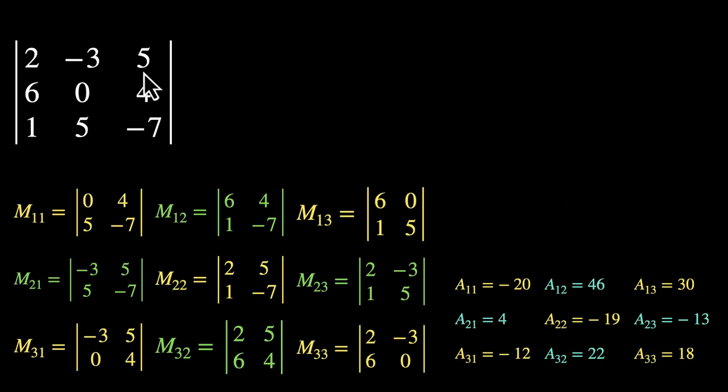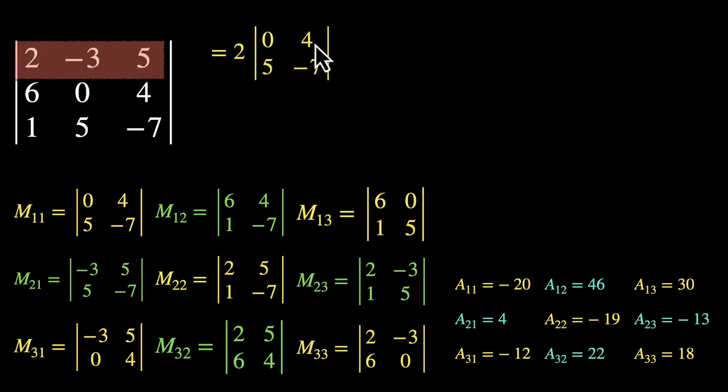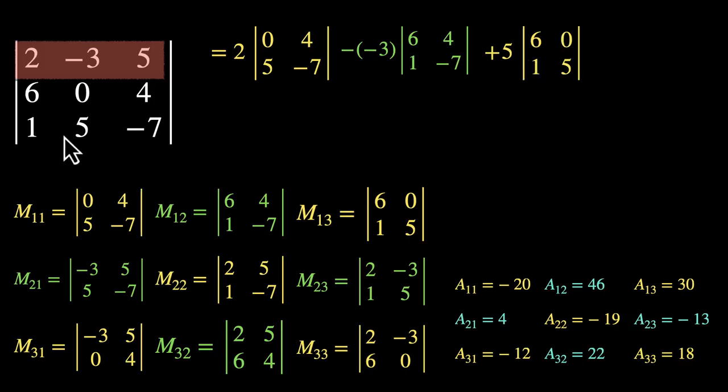We can do this using the first row. So if we do this, we have 2 times 0 times minus 7 minus 5 times 4. That's actually the cofactor corresponding to this element. So that's 2 times determinant of 0, 4, 5, minus 7. That's the cofactor for this element. That's actually A11. Then we have minus 3 times 6, 4, 1, minus 7. So this is the minor, and if we take the minus sign into account, then together these two form the cofactor. Then we have 5 times 6, 0, 1, 5. That's the cofactor for this element.